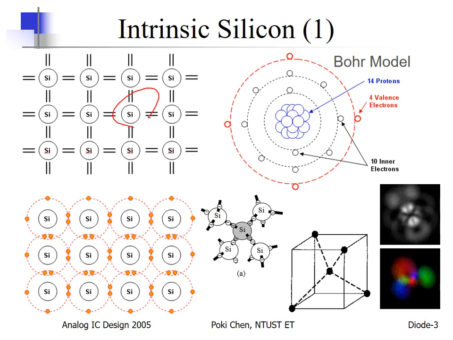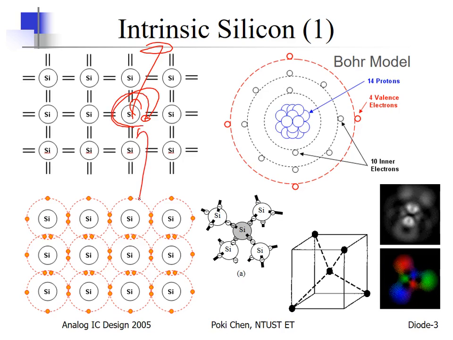Each atom has 8 neighbors. But if one of them becomes free, there will be some kind of vacancy. For example, one becomes free, so totally I have only 7. I'm not satisfied because to be stable, I need to gain 8. So there is the vacancy.